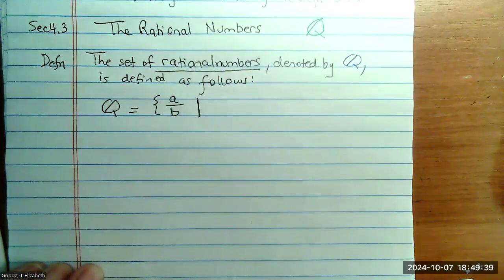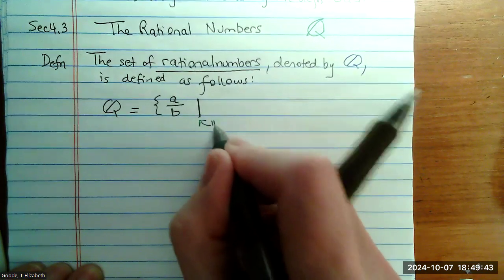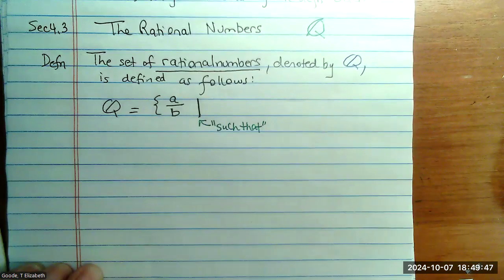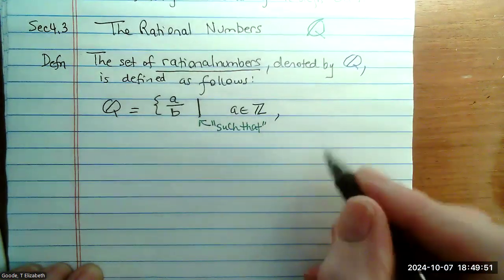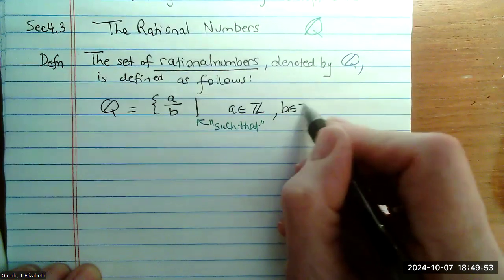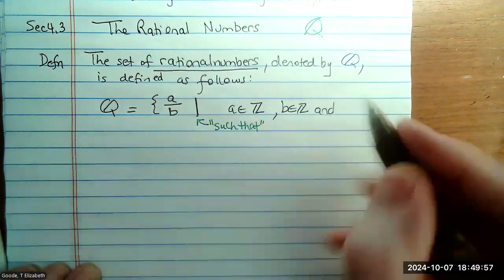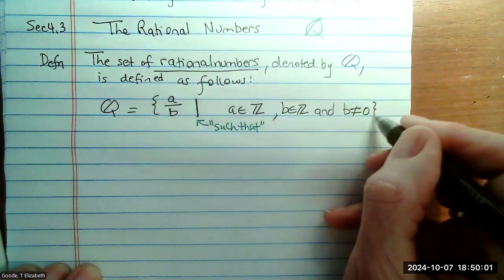Now this vertical line, in case you don't remember from way back when we talked about sets, we read as such that. Such that a is an integer, so a is in Z, b is in Z, and we know we can't divide by 0, so the other caveat here is that b is not equal to 0.